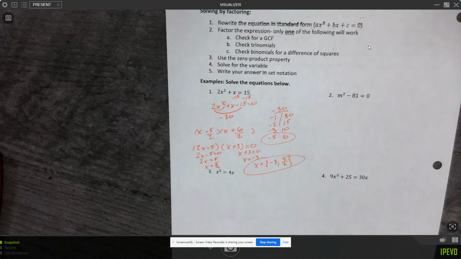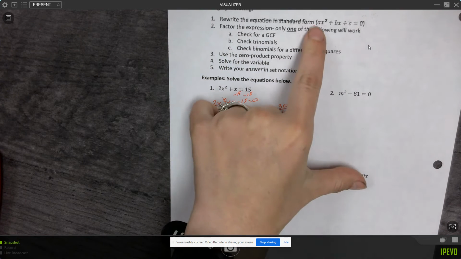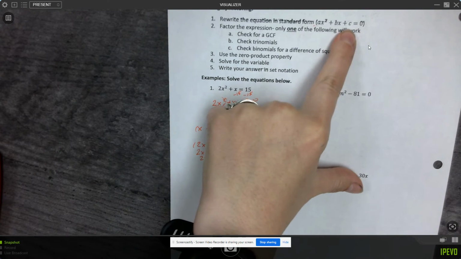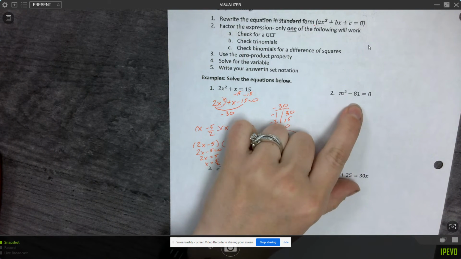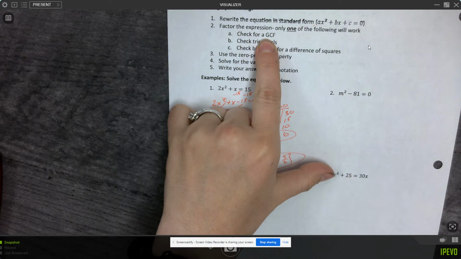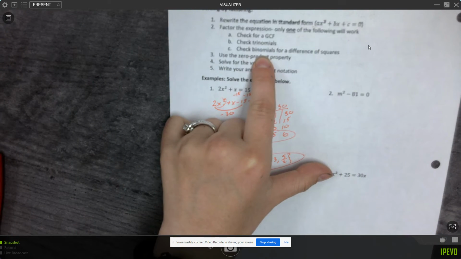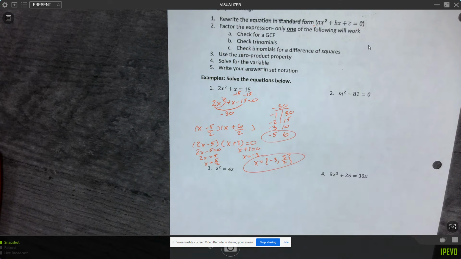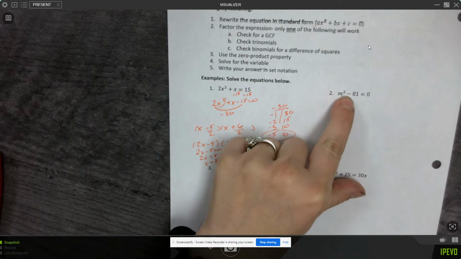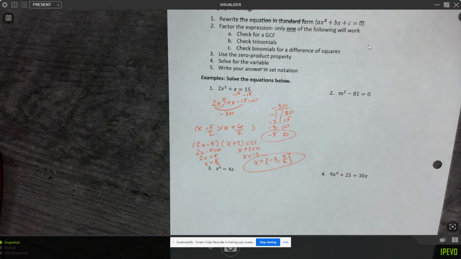Example 2 is already set equal to 0. It's okay that I'm missing a term, because we're going to deal with factoring, but they have to still be in the right order. I have an x squared, I don't have an x, and then I have my constant. That's fine. Factoring, GCF. Nope, it's not a trinomial, so nope. Check binomial for a difference of squares. Well, if the first 2 didn't work, the third one has to work. So it must be a difference of squares, which it is because this is a square. That is a minus, and 81 can be square rooted.